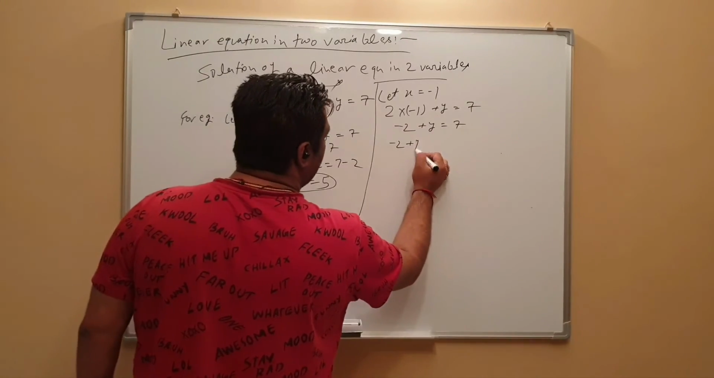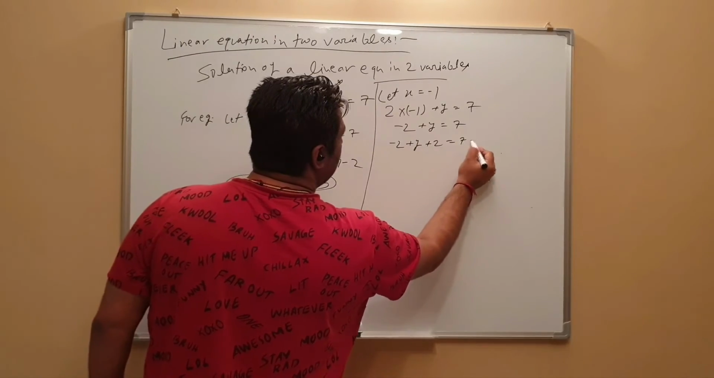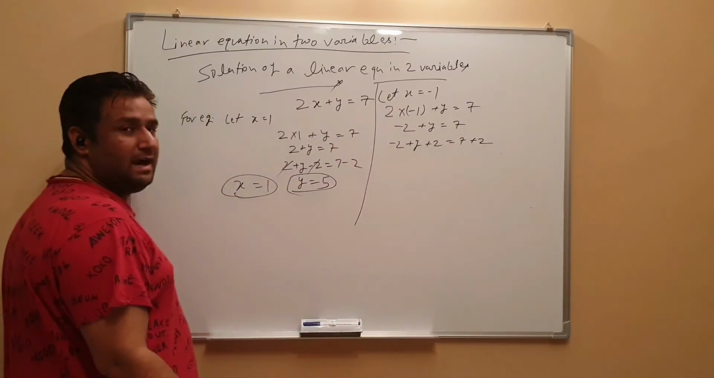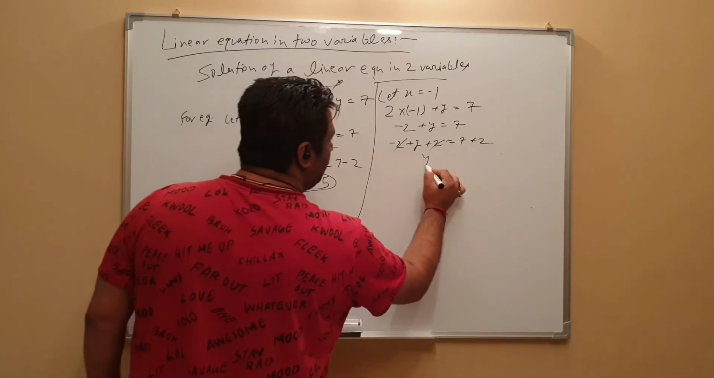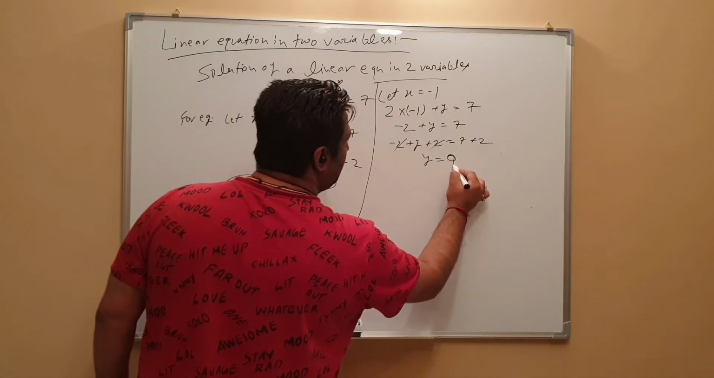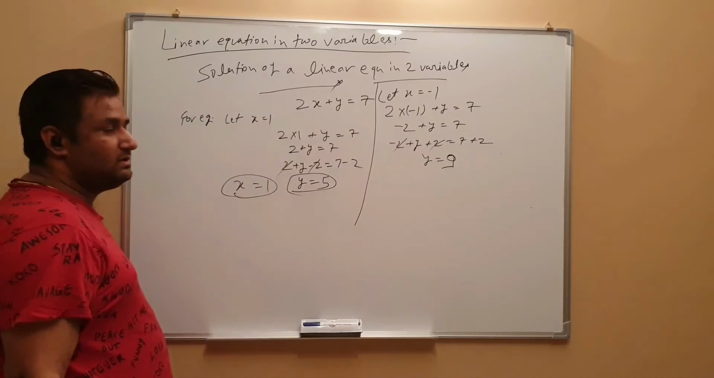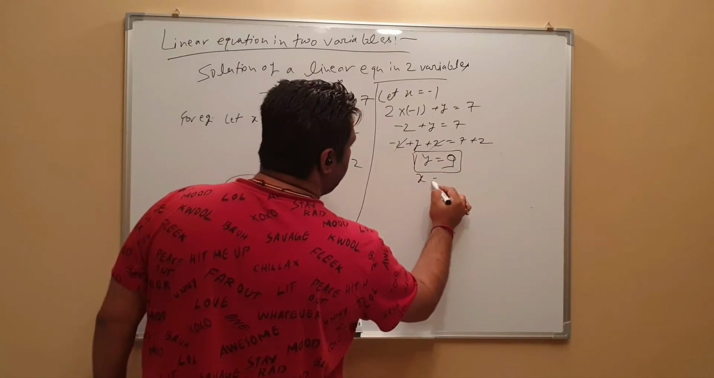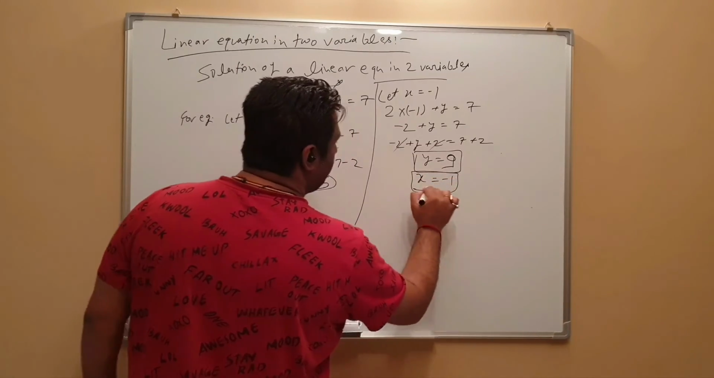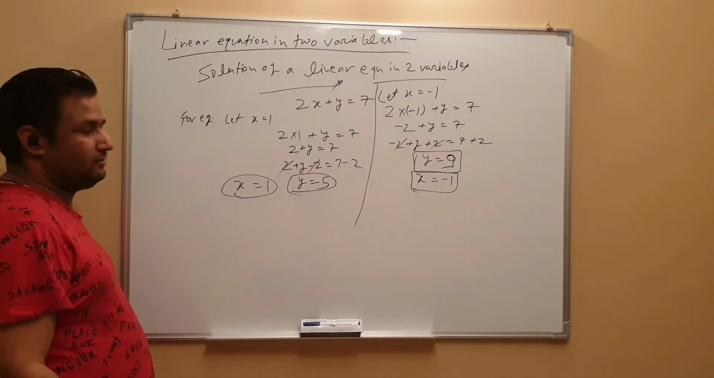For that, we will add 2 on both sides. Once you add 2, you will see that negative 2 and positive 2 get cancelled. So you will get y equals 9, since 7 plus 2 is 9. So the solution can also be x equals negative 1 and y equals 9.